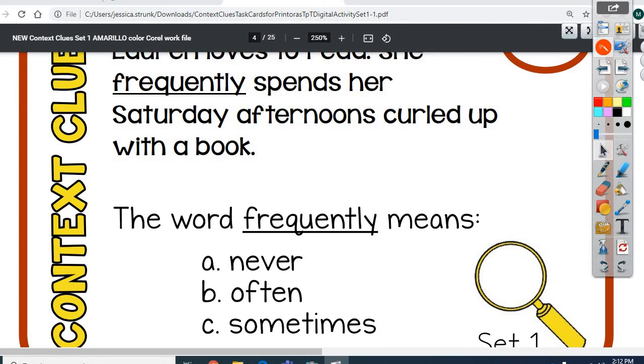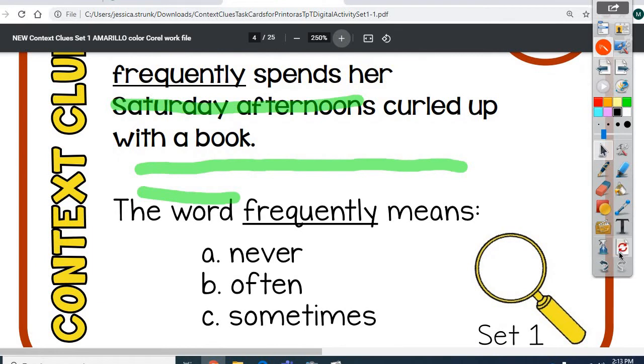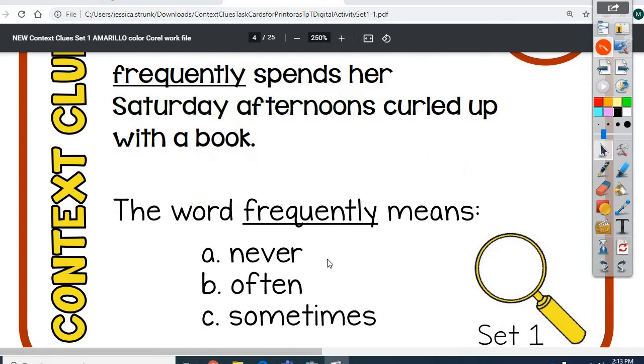It says that Lauren loves to read. Oopsie, too far. It says she loves to read and that she frequently spends her Saturday afternoons curled up with a book. So if she loves to read, do you think that she would never curl up with a book? No. Often or sometimes? If she loves to read, which one do you think is the right answer?